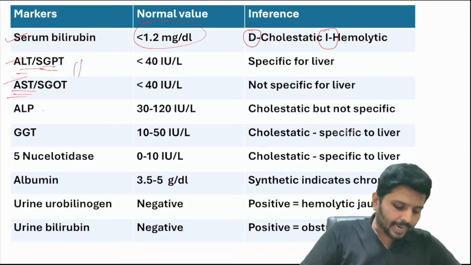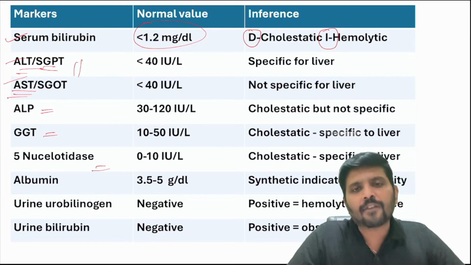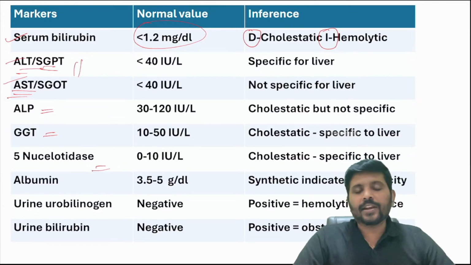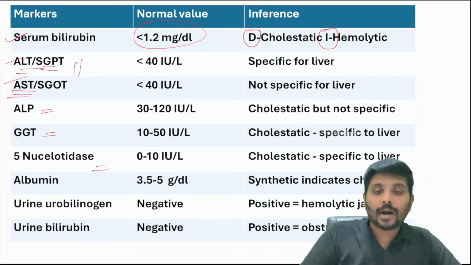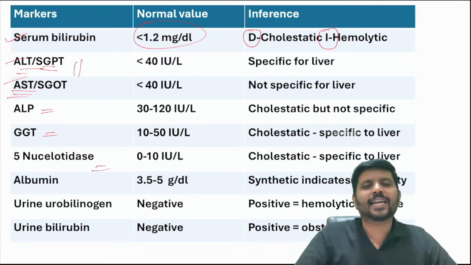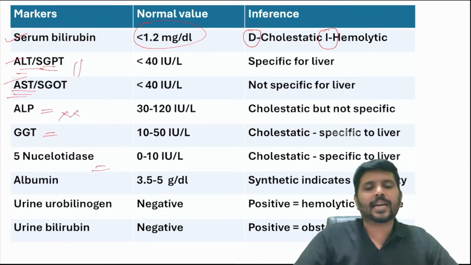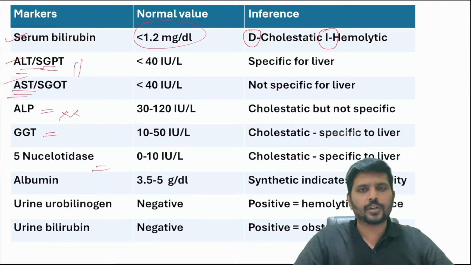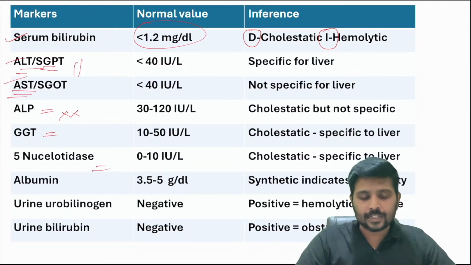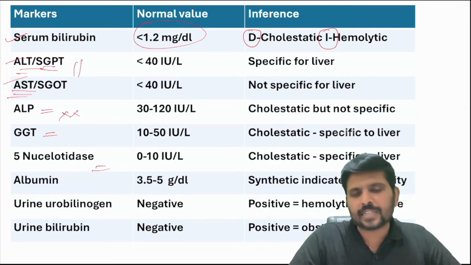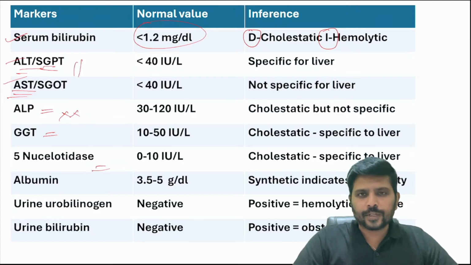Whereas alkaline phosphatase, GGT and 5-nucleotidase are markers of bile duct function. Whenever the bile duct is obstructed, alkaline phosphatase, gamma glutamyl transpeptidase and 5-nucleotidase are increased. Alkaline phosphatase can also be increased in bone disorders, in a newborn or in a growing child. It is non-specific, whereas gamma glutamyl transpeptidase and 5-nucleotidase are specific for bile duct injury.